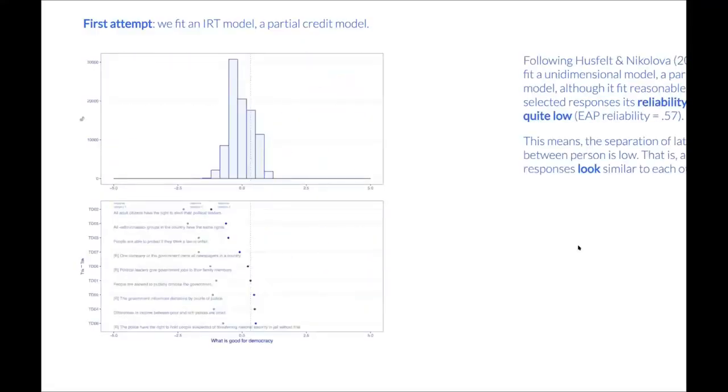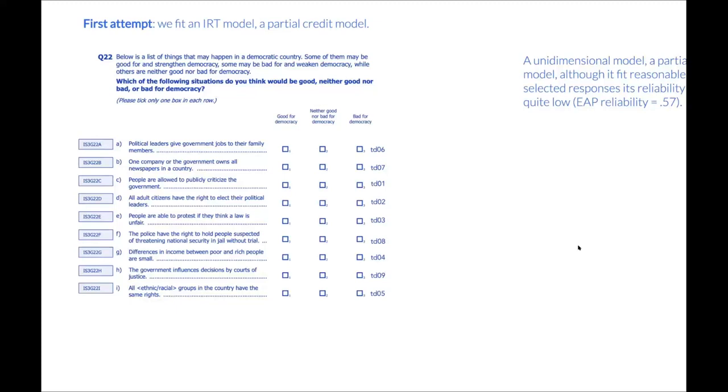So this is the question. This is the set of items that the students were answering. And the main problem that we have is that we took all of those, we scored them in the direction that we needed to. And once we applied a partial credit model, the reliability was really, really low. It was 0.78.